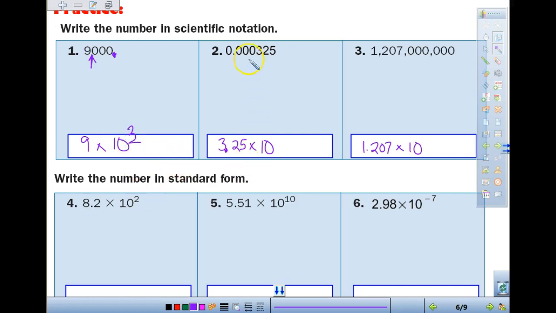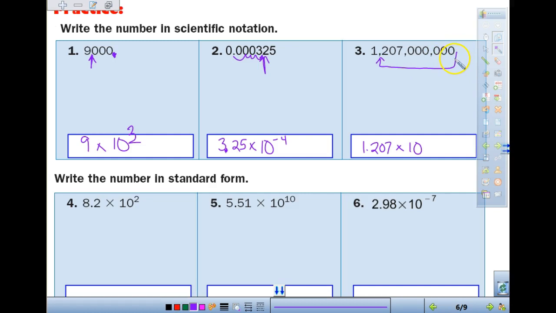Okay. Timothy, in the next one, 3.25. So to move it over here, 3.25 times 10 to the negative 4. We had to move it 1, 2, 3, 4 places to get it. Okay? It's a 3. If I'm looking at the next one, Nolan, 1.207 times 10 to the, how far?